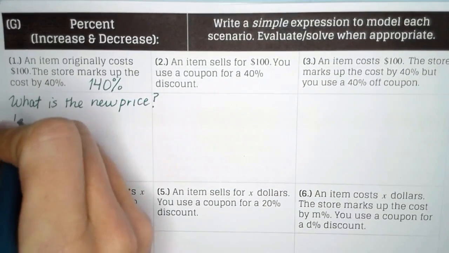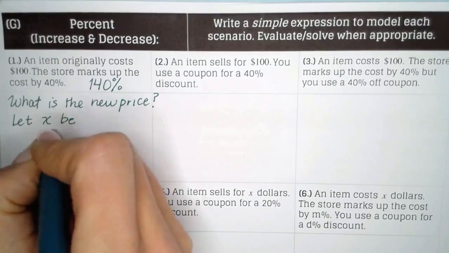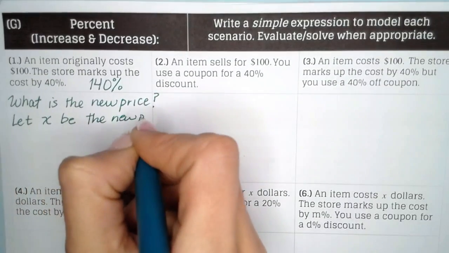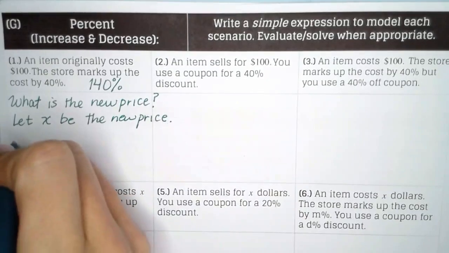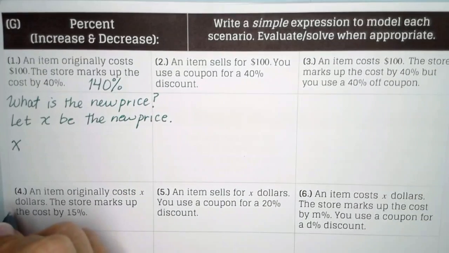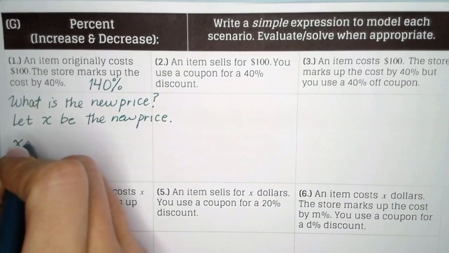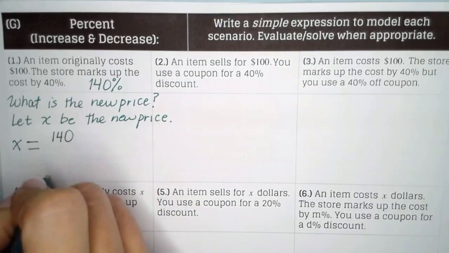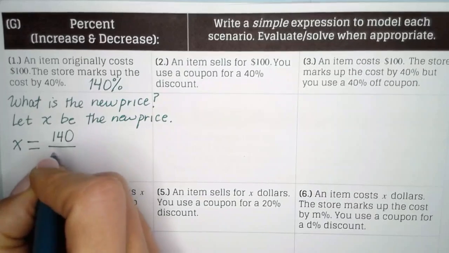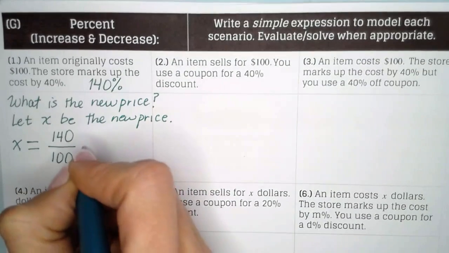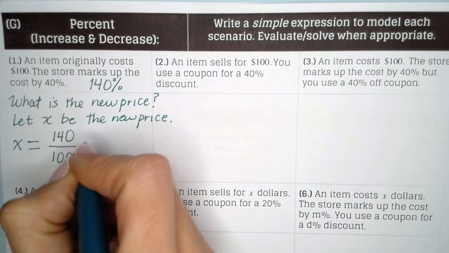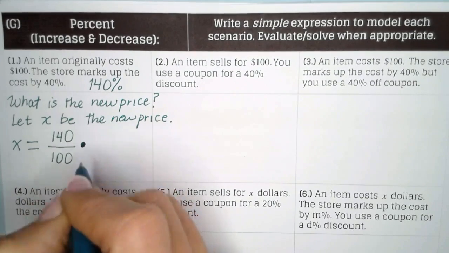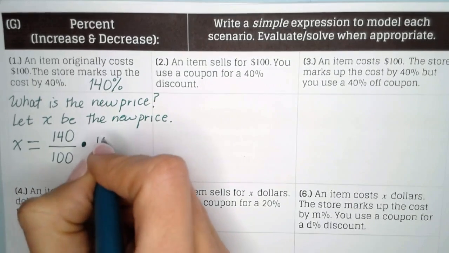And I'm going to say, let X be, to form of the verb to be, the new price, right? Now, the new price is, what do I write? Equals 140%. What do I write? Over 100 of, what do I write? Of, what do I write? Multiply of the original price, which was 100.